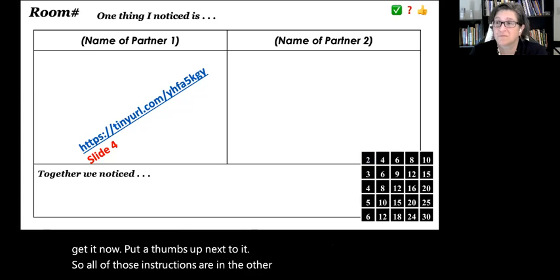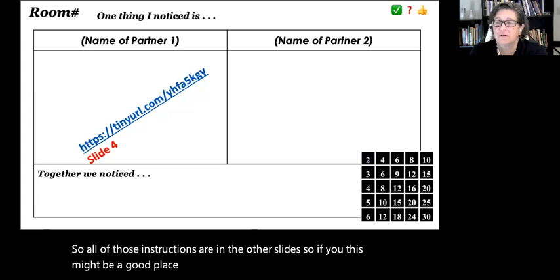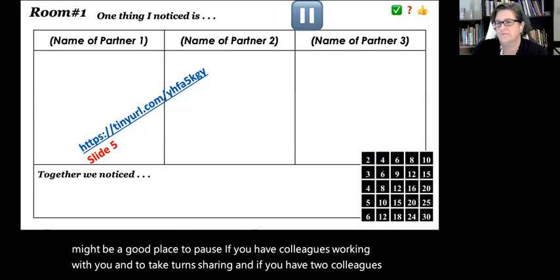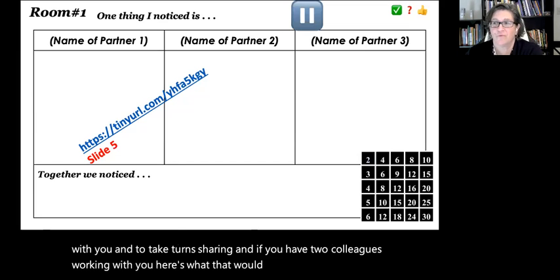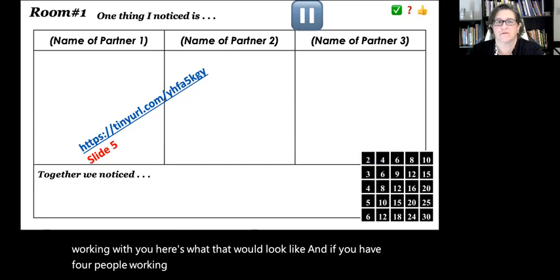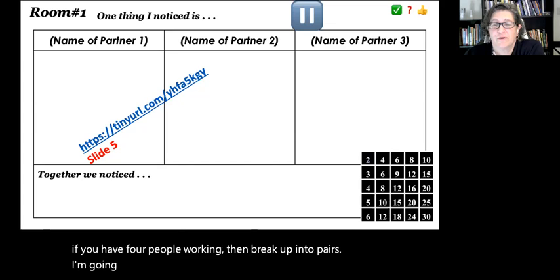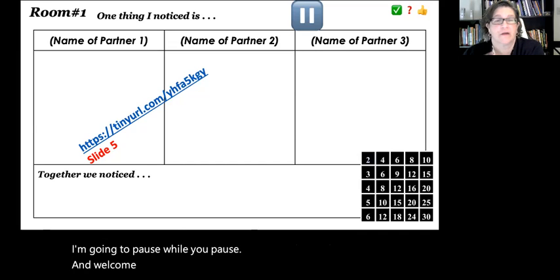So this might be a good place to pause if you have a colleague working with you and to take turns sharing. If you have 2 colleagues working with you, here's what that would look like. And if you have 4 people working, then break up into pairs. I'm going to pause while you pause. And welcome back, or glad you're still here.